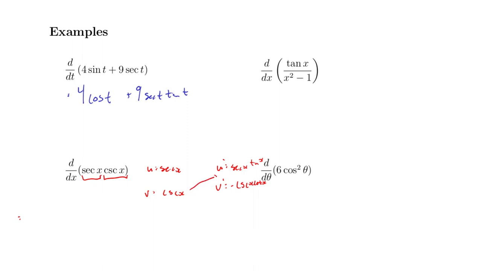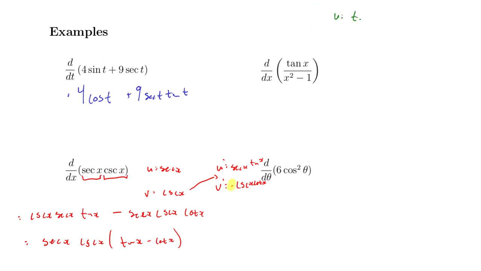I've got cosecant of x times secant x tangent x. Then I've got minus, because there's this negative sign here, secant x cosecant x cotangent x. I might factor out a nice common factor of that secant cosecant. So I've got secant x cosecant x times tangent x minus cotangent x. And you could probably play with this a little bit to get some other versions of it using some trigonometric manipulations, but whatever.